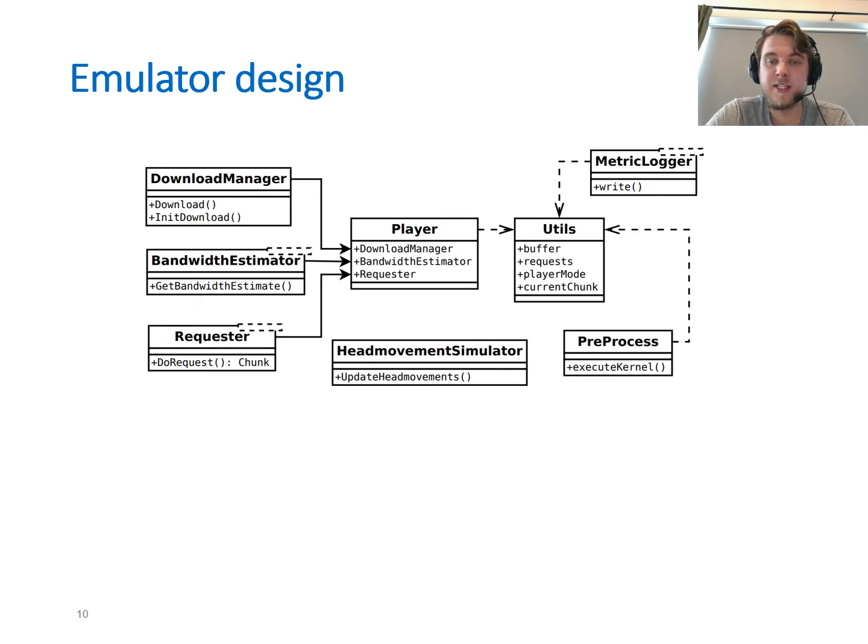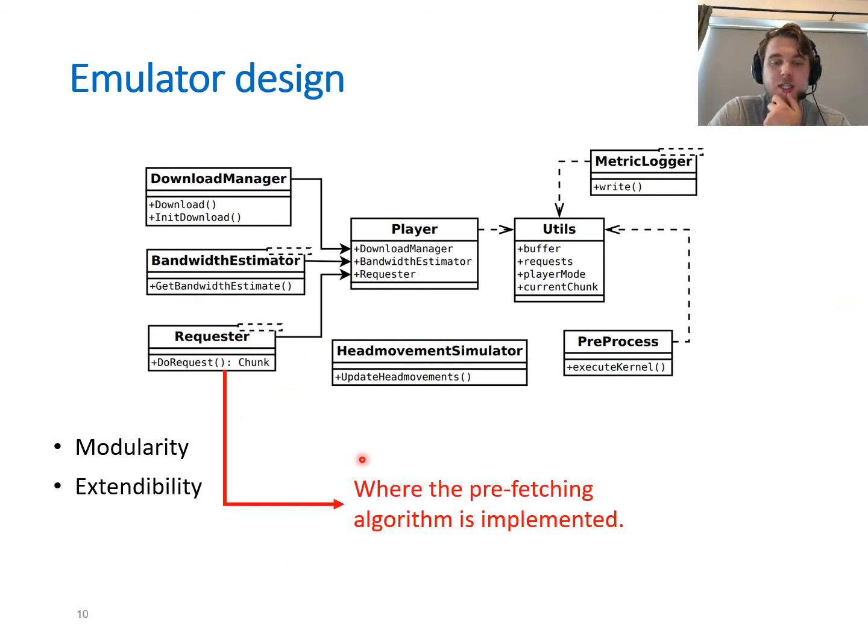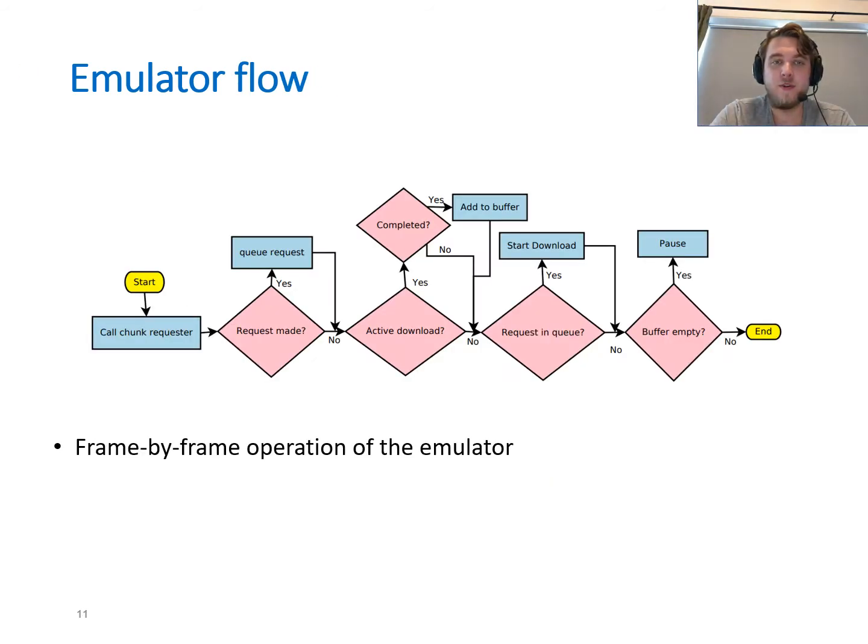So this is the design of the emulator. It's designed to be both modular and extendable so that you can easily implement your own algorithms and bandwidth estimations, for example. This part here, as we can see, is the part where we implement the prefetching algorithm, and this is where we would implement a new bandwidth estimation. This is a flow chart showing the general frame-by-frame operation of the emulator, to give you an idea how it works and in what order it performs everything.